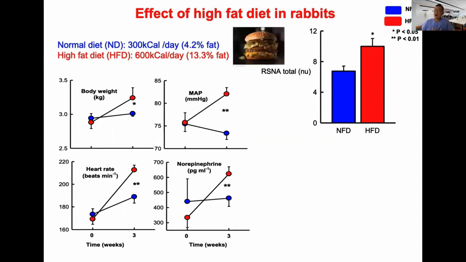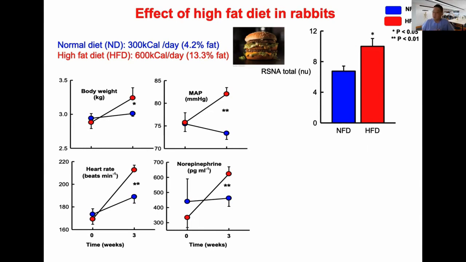Now, for those who are not familiar with how much fat is 13%, this is about the content of Big Mac from McDonald's. So imagine you ate Big Mac for 3 weeks, and this will clearly show changes in the blood pressure, body weight, and also the renal sympathetic nerve activity.